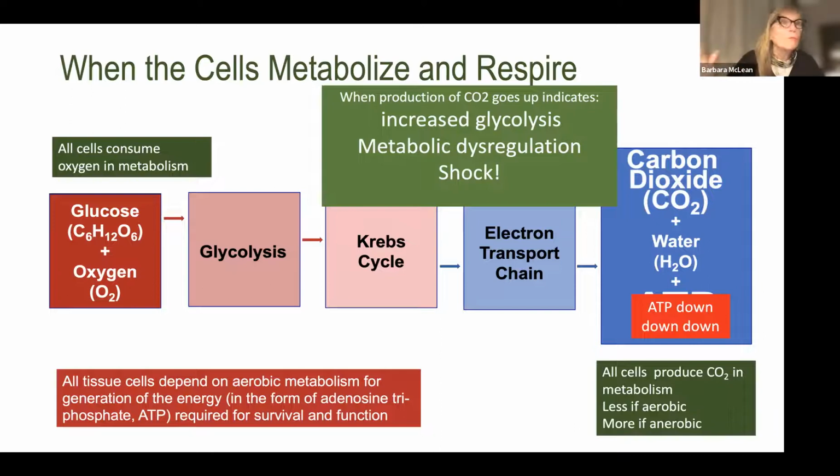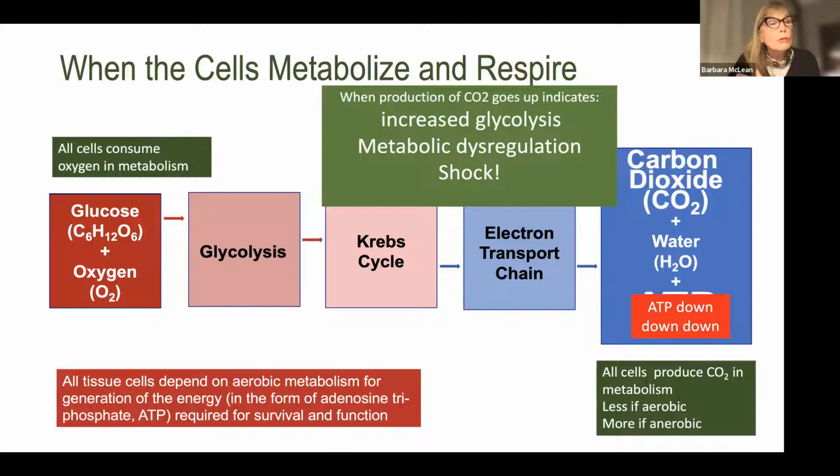So more than what you care about right now, what you want to remember is that if you don't have adequate blood flow and adequate oxygen, CO2 will go up and ATP will go down, down, down. And there are three things that we think about when this occurs: that you have increased glycolysis, you have metabolic dysregulation, or that your patient is in circulatory shock. So it's pretty straightforward.